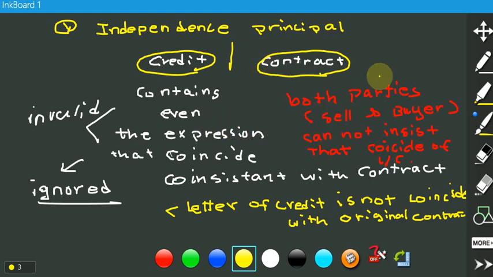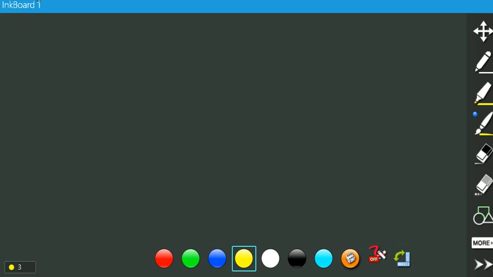Then let's see the number two principle. The number two principle of the letter of credit is the abstraction principle.